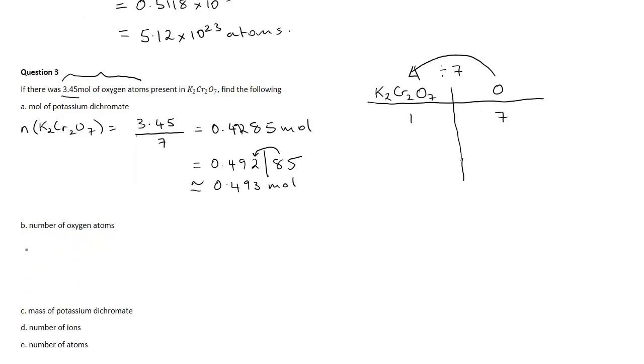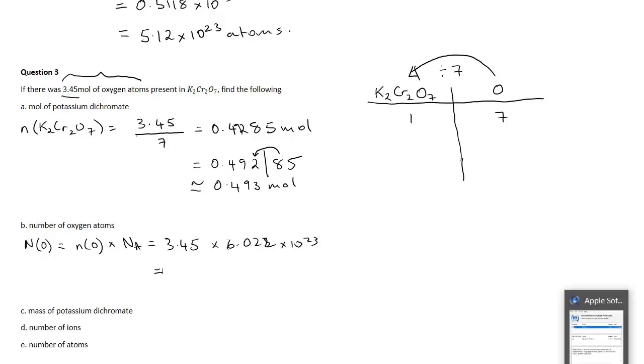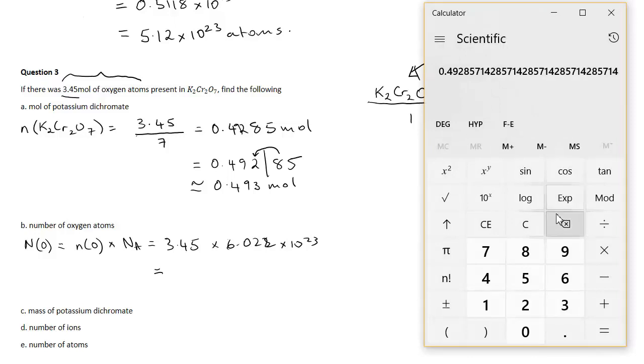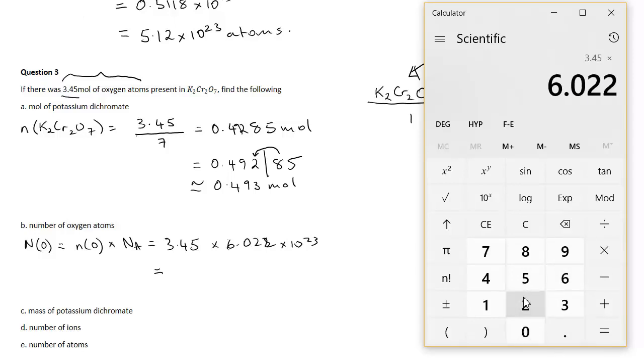Now the number of oxygen atoms you can find by using, if you have the mole of oxygen, which we already do in the question, you can times it by Avogadro's constant straight away. So we know that we have 3.45 mole of oxygen. We have to times it by Avogadro's constant, 6.022 times 10 to the 23. Alright, so let's do that now. I'm just going to times this by 7 and then times that by Avogadro's constant, so 6.022, 20.7759.